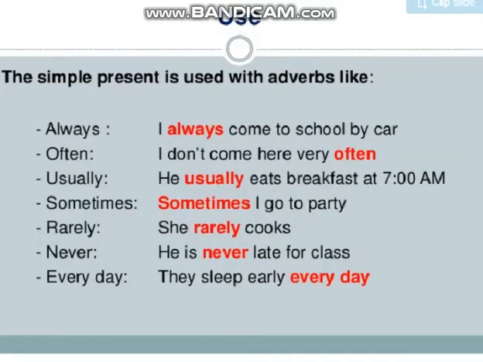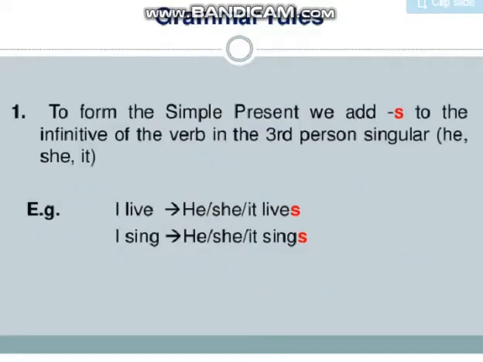Here we have some examples of adverbs, that is, how we use adverbs in simple present tense. I always come to school by car. I don't come here very often. He usually eats breakfast at 7 a.m. Sometimes I go to parties. She rarely cooks. He is never late for class. So here a list of adverbs is given, showing how we use different adverbs which are also used for habitual actions in simple present tense.